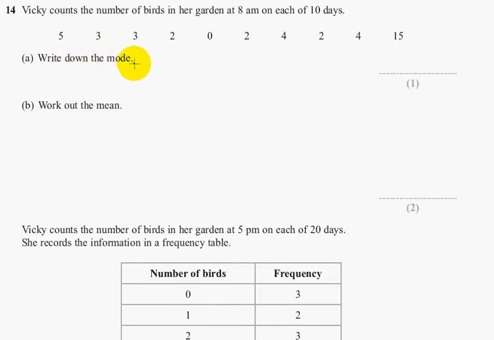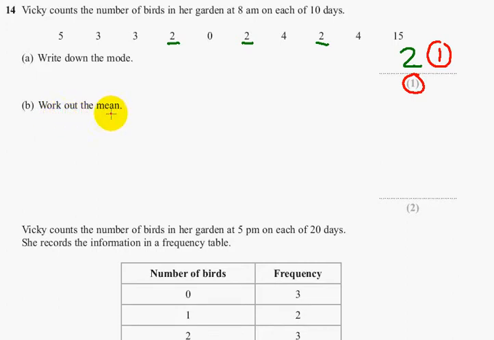Write down the mode. The mode is the most common. So she saw 2 birds in her garden 3 times. She only saw 3 birds in her garden twice. Only 1 time she saw 5 birds, so therefore 2 is the most common. And that's worth 1 mark.